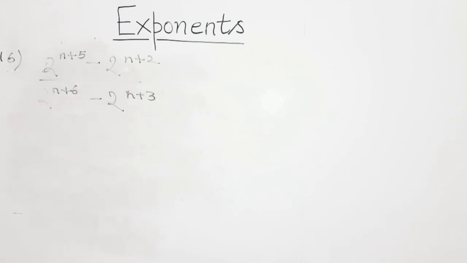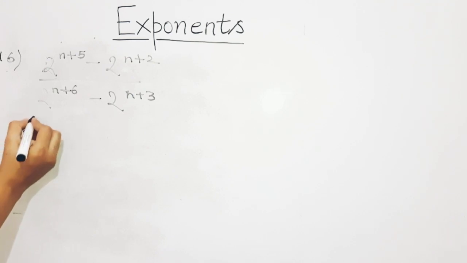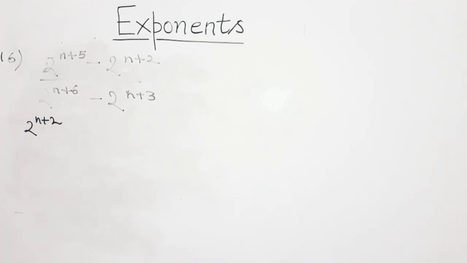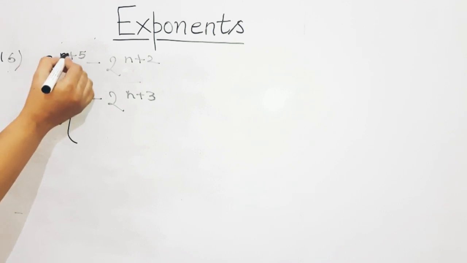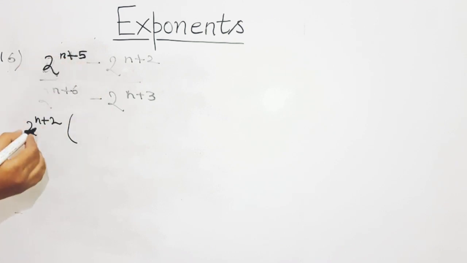So we are going to take 2 to the power of n plus 2 as common. 2 to the power of n plus 2 को आप क्या ले लेंगे? कॉमन ले लेंगे. तो जब आपने 2 to the power of n plus 2 कॉमन ले लिया, so this is the first term आपका है. तो जब आप 2 to the power n plus 5 में से n plus 2 निकाल लेते हैं तो क्या बचेगा आपका?